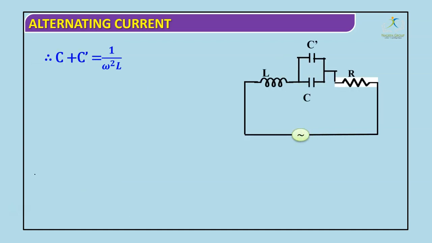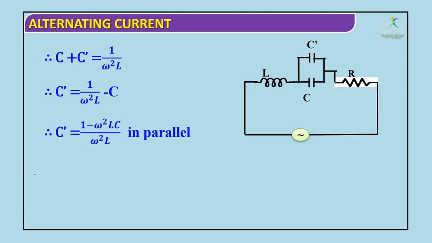So C plus C prime is equal to 1 by omega square L. C prime will be what? 1 by omega square L minus C, and C prime after solving that will become 1 minus omega square LC by omega square L, in parallel. So the correct answer is the fourth one.